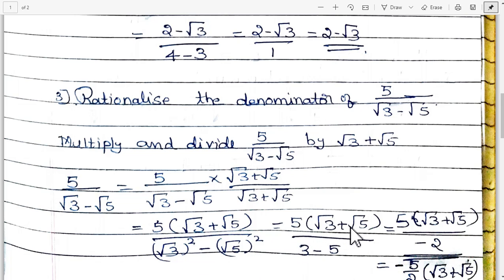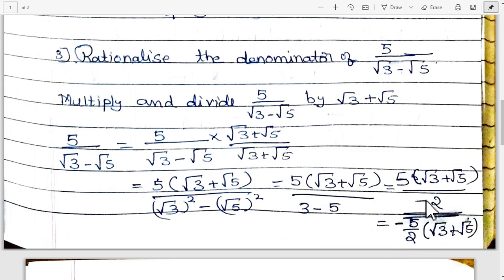5 into root 3 plus root 5 divided by, again square and square root get cancelled and 3 will remain. Here also square root and square get cancelled, and 5 will remain. 3 minus 5. 5 into root 3 plus root 5. Here you don't have to multiply, keep the numerator as it is. 3 minus 5, you have to subtract, put the bigger number's sign, minus 2.